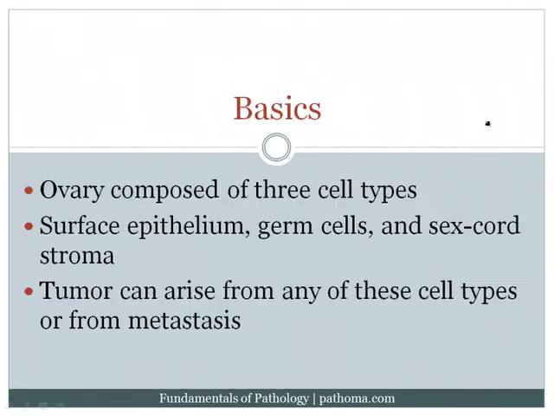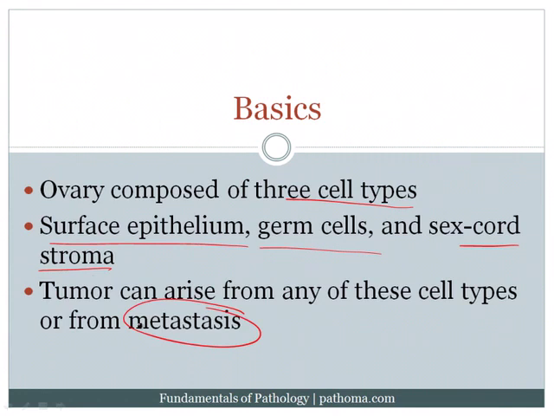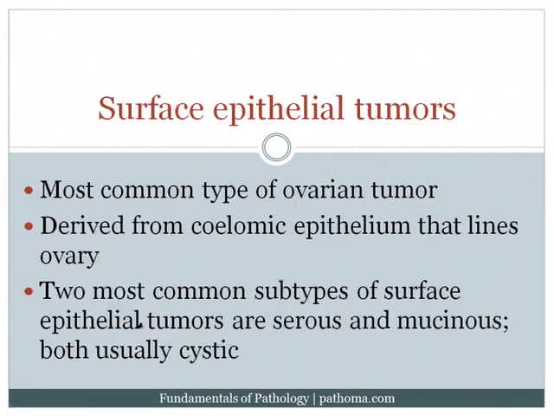Now what I say here in your text is that the ovary has three cell types. Of course, it's surface epithelium, germ cells, and sex cord stroma, and tumor can arise from any of these cell types or from metastasis, which again we'll discuss at the very end of this section. We'll start with the surface epithelial tumors because they are the most common type of ovarian tumor.